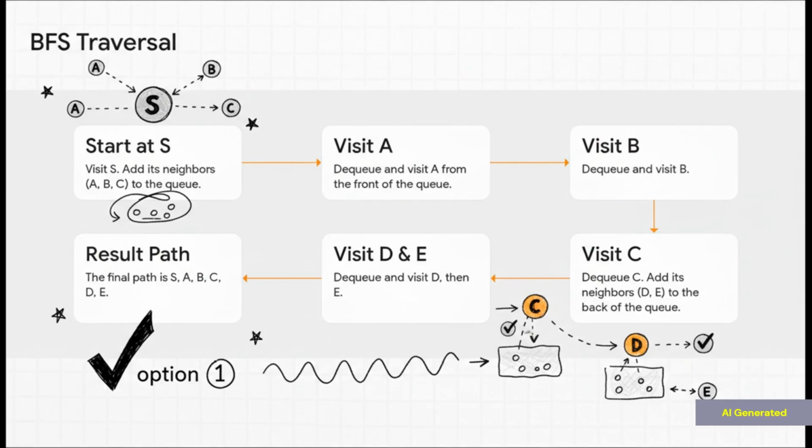Now the only ones left in line are D and E. So we visit D, then we visit E. And that's our path, S, A, B, C, D, E. That matches option 1 perfectly.